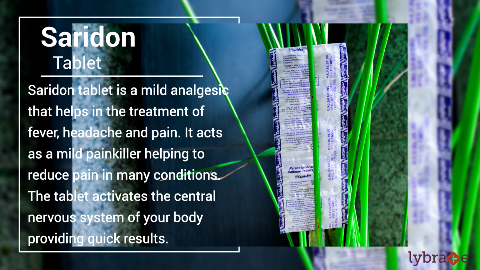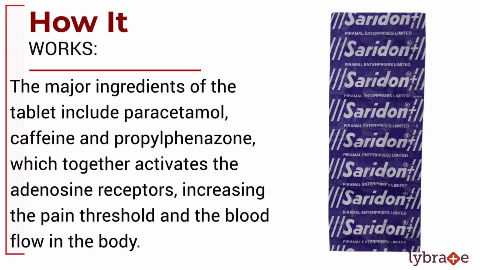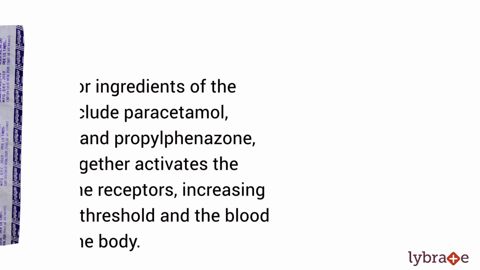Saridon tablet is a mild analgesic that helps in the treatment of fever, headache, and pain. It acts as a mild painkiller, helping to reduce pain in many conditions. The tablet activates the central nervous system of your body, providing quick results. The major ingredients of the tablet include paracetamol, caffeine, and propyphenazone, which together activates the adenosine receptors, increasing the pain threshold and the blood flow in the body.